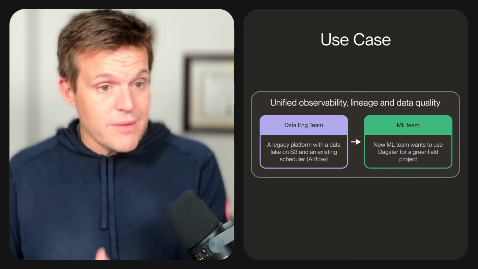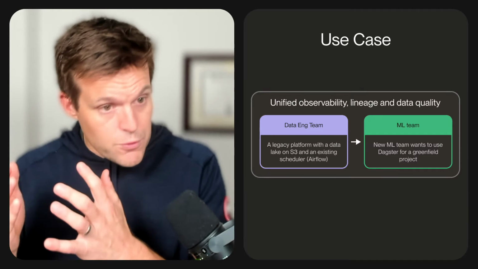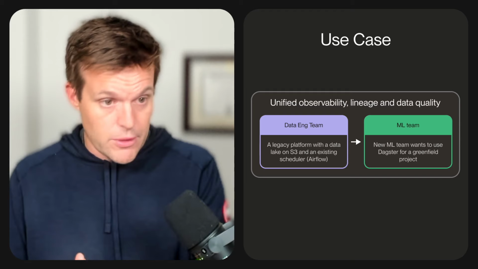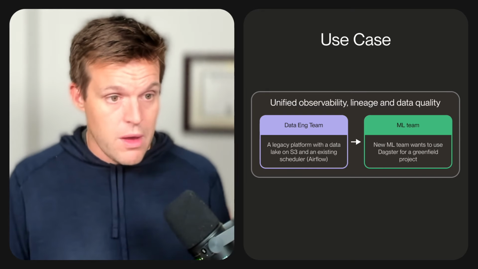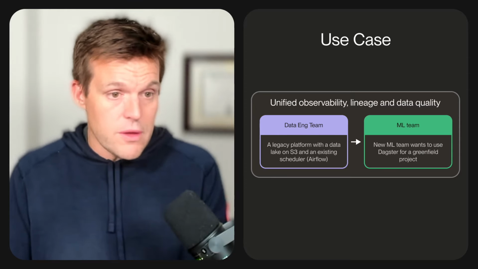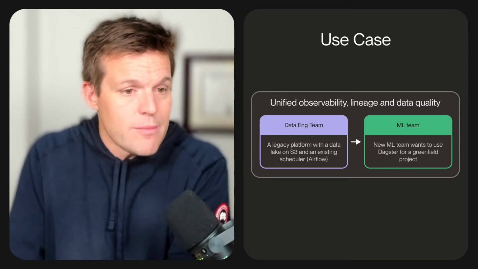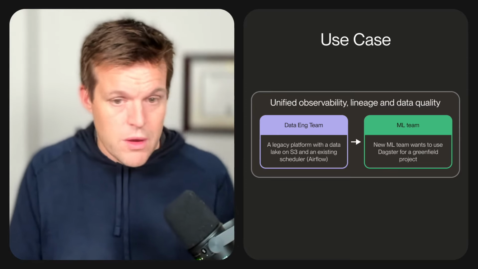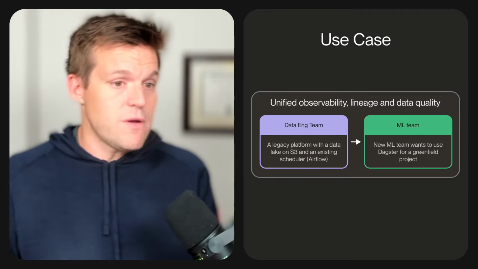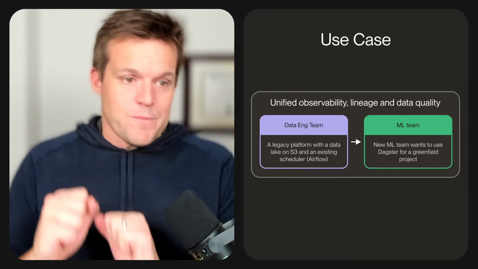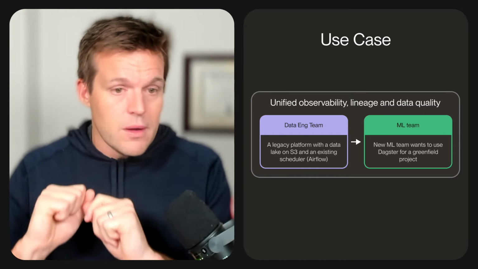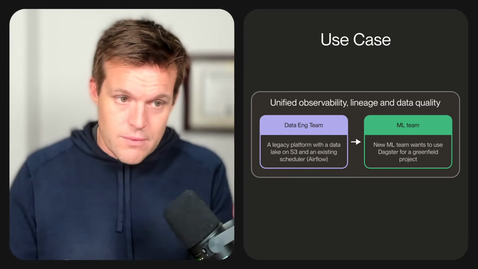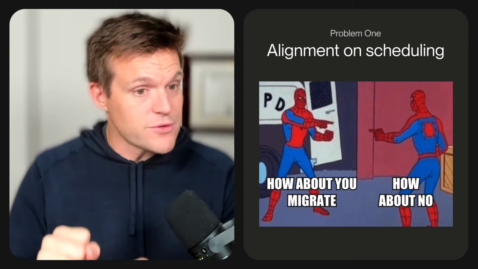But the ML team does not want to use Airflow because Airflow is really not suitable for ML use cases. And there are particular issues about it they don't like. And so the platform engineer and the ML team are like, okay, we've got to figure this out. So they go talk to the data engineering team and they say, hey, we want to get everyone on the same scheduler. We want to use Dagster, right? How about you guys migrate to Dagster too?